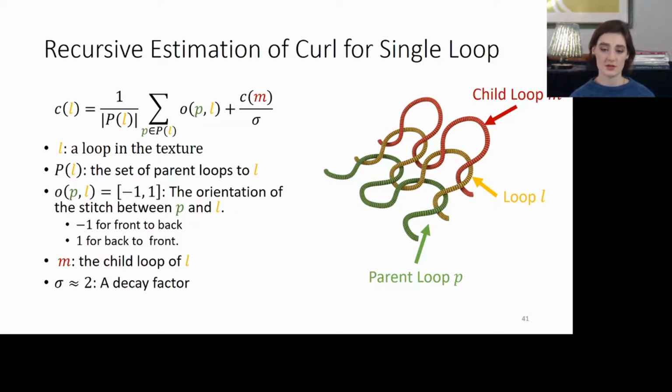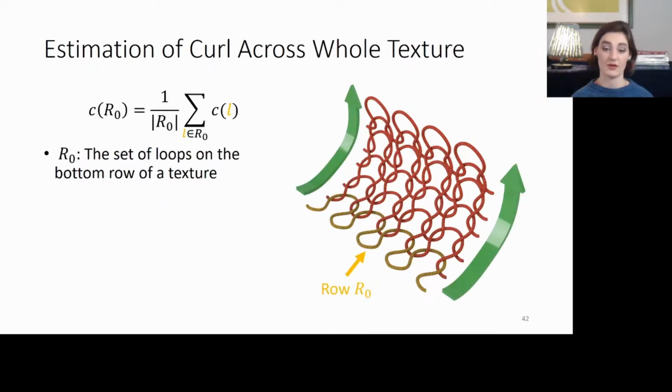But we must also consider the effect of child loops, M, presented in red, on the fabric. And so the curl of a loop L is also defined with a recursive operation of the curl of its child divided by a decay factor. And if we want to estimate the curl across a whole texture, we simply take the average curl of all of the loops on the bottom row.